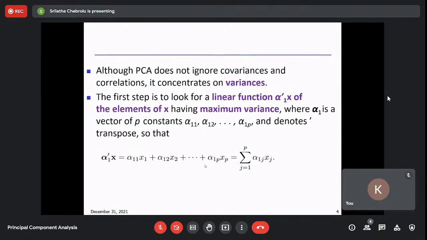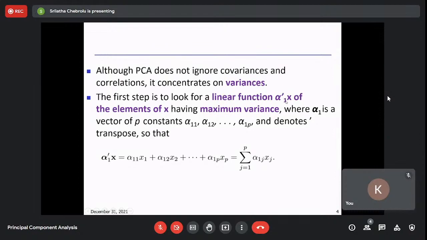For a linear function, what is PCA? Principal component analysis is once again a linear function. It is a linear function of what? What is this x? x is a vector of variables; we have small p random variables. And what is this alpha 1 transpose? Alpha 1 is the eigenvector of the first principal component.